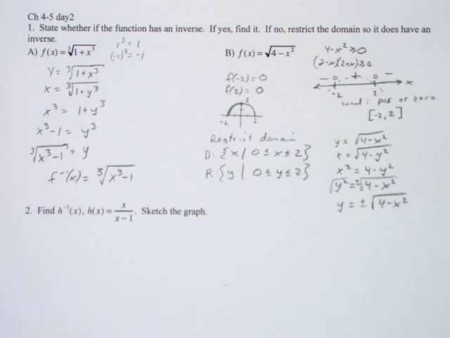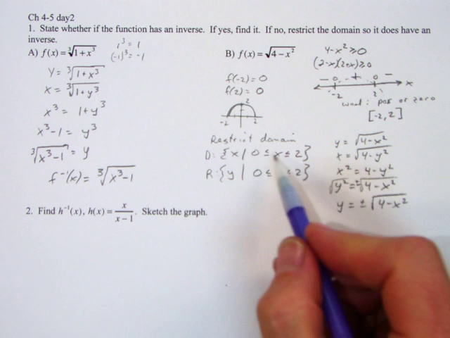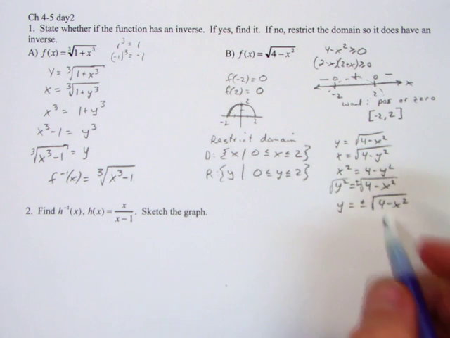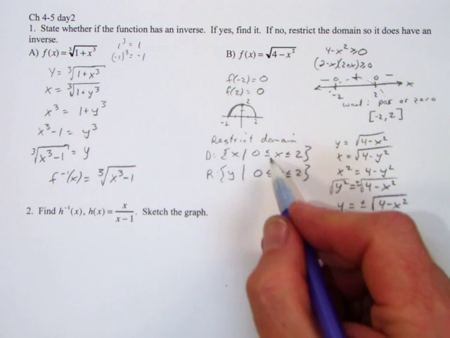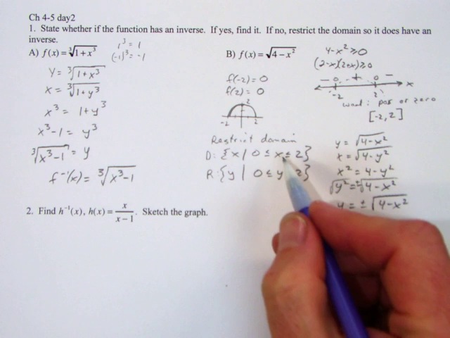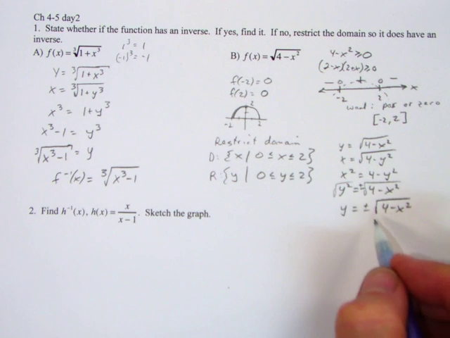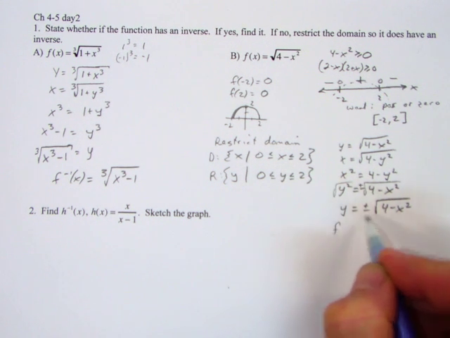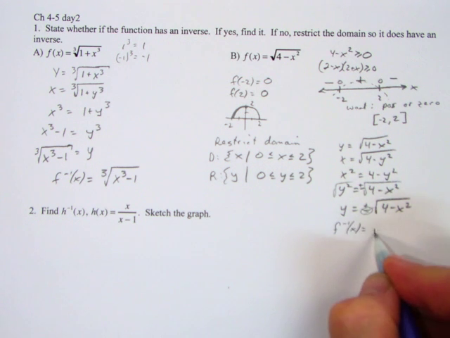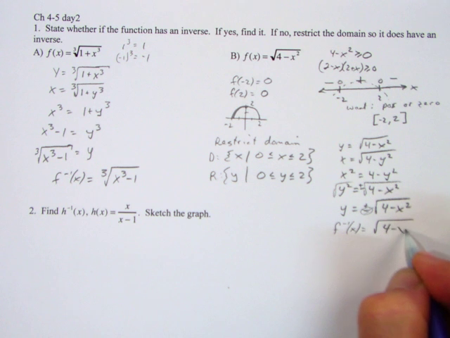Now which one do we want? We need to look again at what we restricted it to. We restricted it to the positive side. Here's our domain and range of the original, and they happen to be the same. So for our inverse function, they're also going to be the same. So we want 0 to 2. So what we want to do is get rid of that negative. f inverse of x will be the square root of 4 minus x squared.